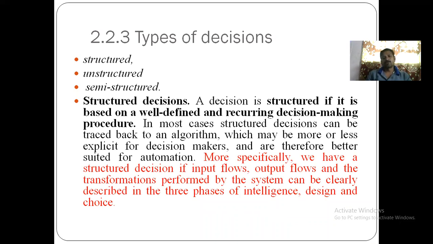Now, types of decision. Mostly there are three types: structured, unstructured, and semi-structured. We have already discussed these structures a little in relation to digital data. A decision is structured if it is based on a well-defined and recurring decision-making procedure, meaning there are rules and regulations. More specifically, we have a structured decision if input flows, output flows, and the transformations performed by the system can be clearly described across the three phases of intelligence, design, and choice. Then we say it is a structured decision.